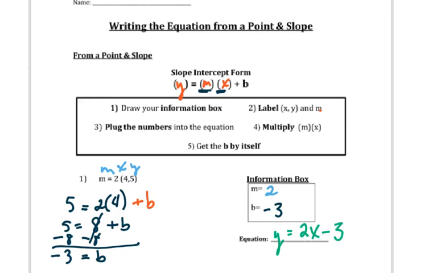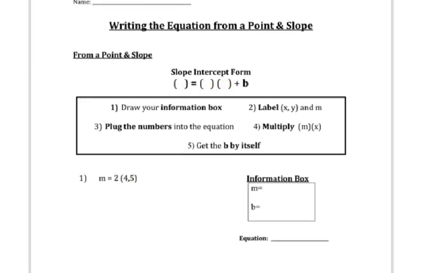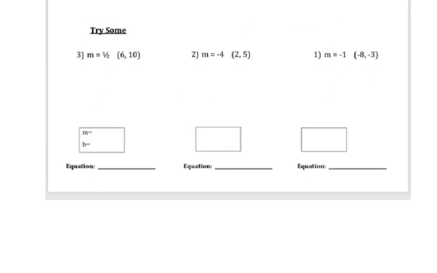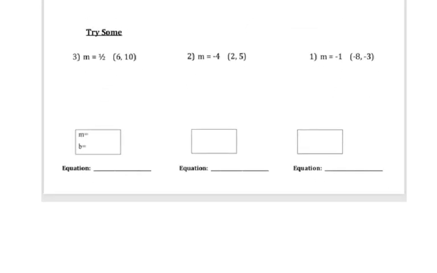So I'll do another one with you so that way you get it. And then you'll try a few on your own. So I'll do numbers 1 and 2. Ooh, the numbering is off. I apologize. I'll do the first 2.